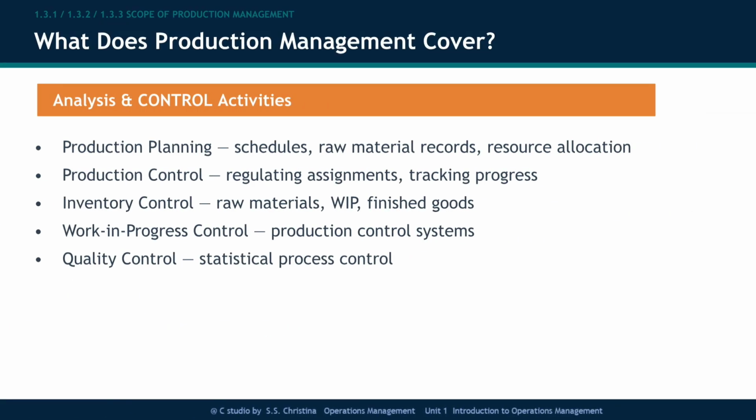Control activities happen during and after production. They keep the running system on track. Production planning. This is day-to-day scheduling. What gets made this week, in what quantity, using which resources. It also means maintaining records of raw materials and finished inventory.